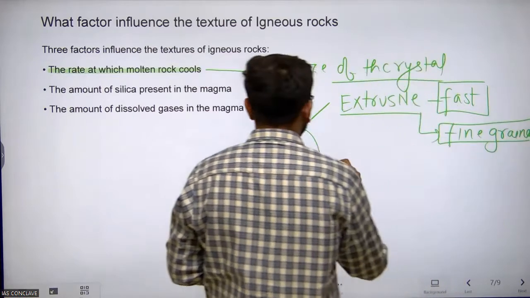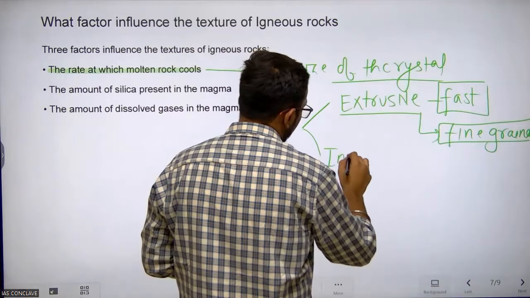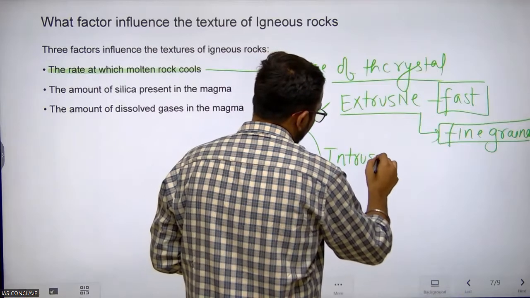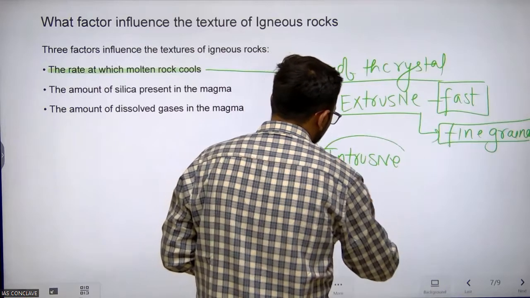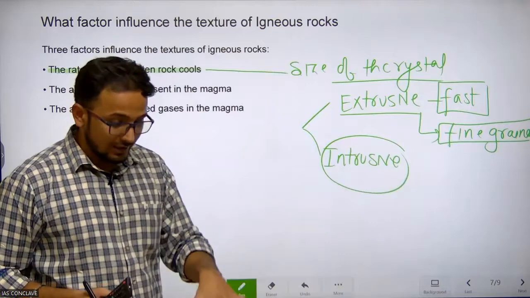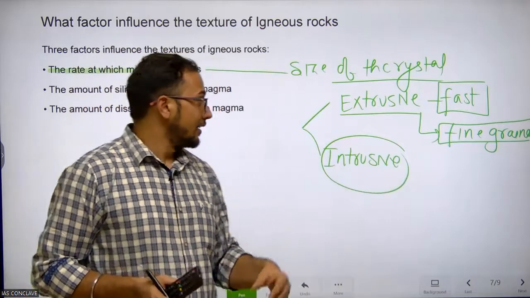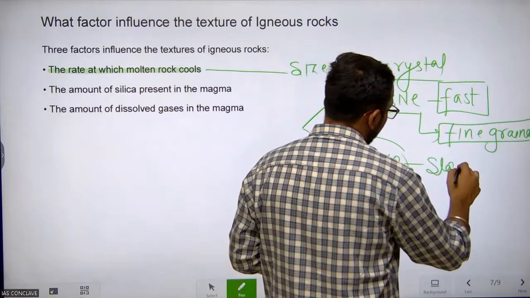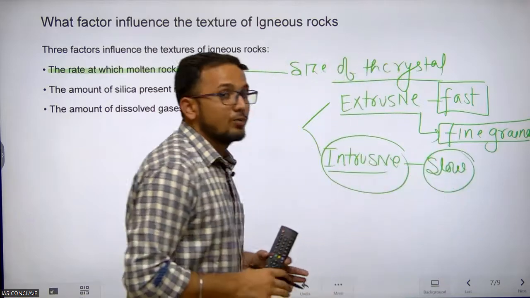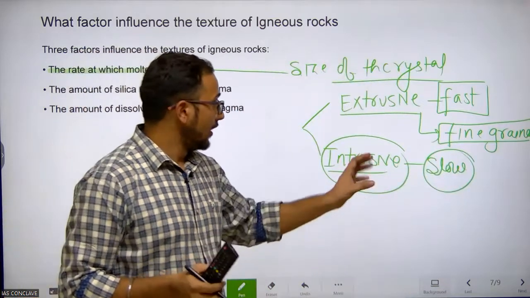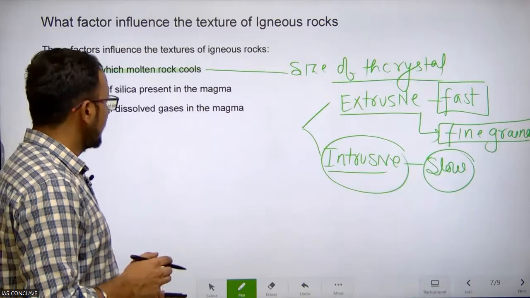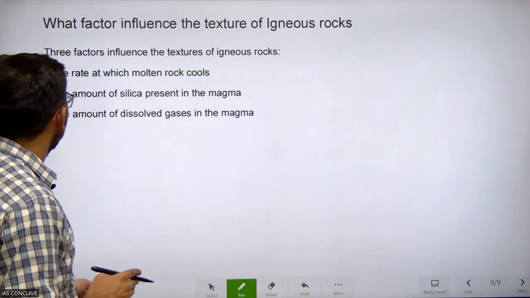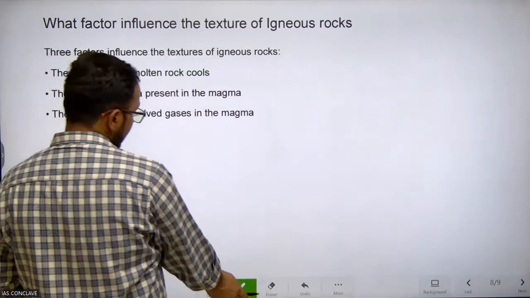This is fine grain. Now look at the intrusive process. If the process is intrusive, that means the rock crystallizes within the earth at a greater depth. That means the process would be very slow. If the process is very slow, the crystal size would be very large. So this is how this process defines the crystal size.